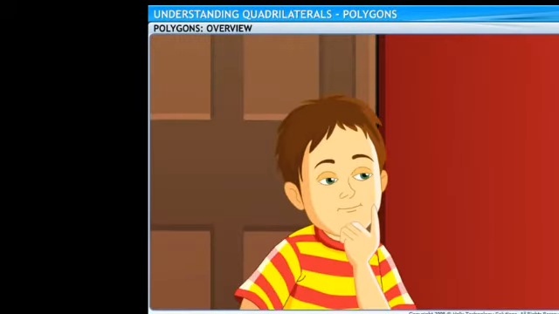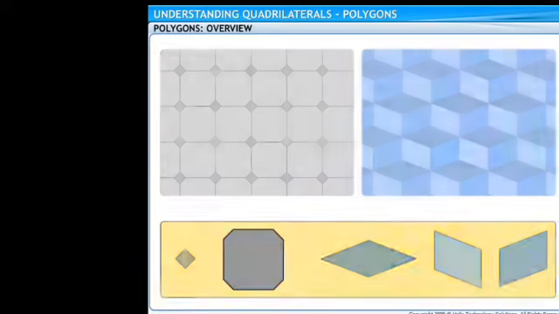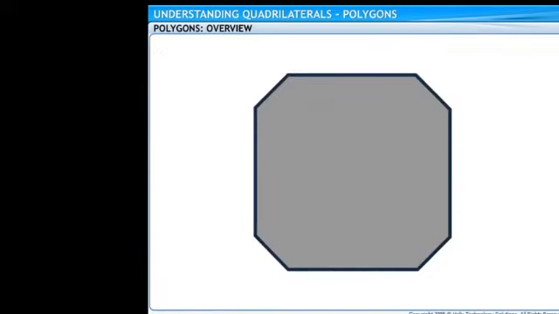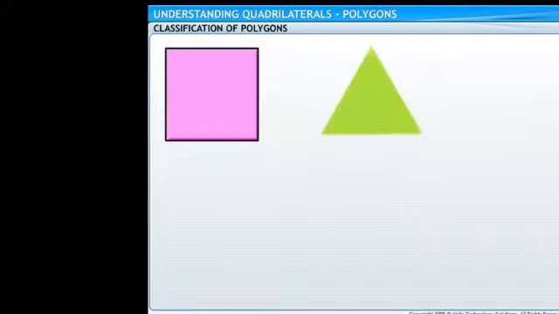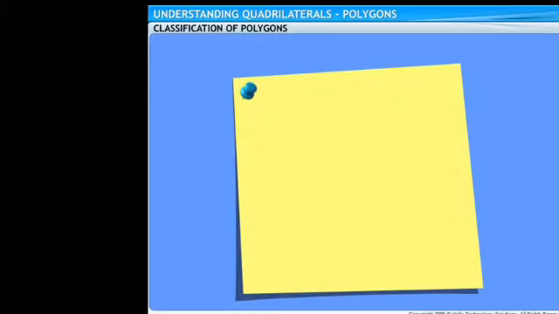What is an octagon? The octagon belongs to the family of polygons. It is a simple closed figure made up of 8 line segments. Come, let's learn more about polygons. First, we will learn how to classify polygons. So, how many varieties of polygons can we think of? Many. Can we say? Yes. Let's see how we can visualize different polygons.